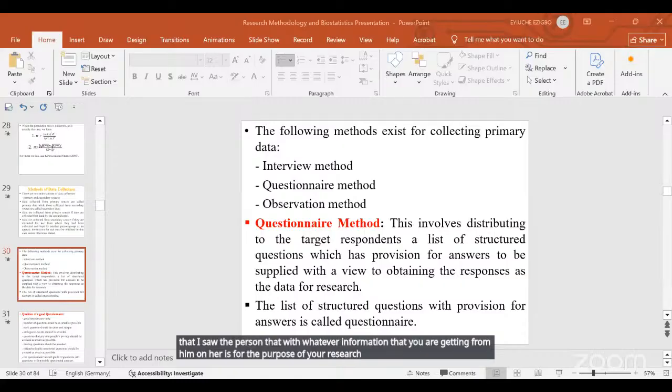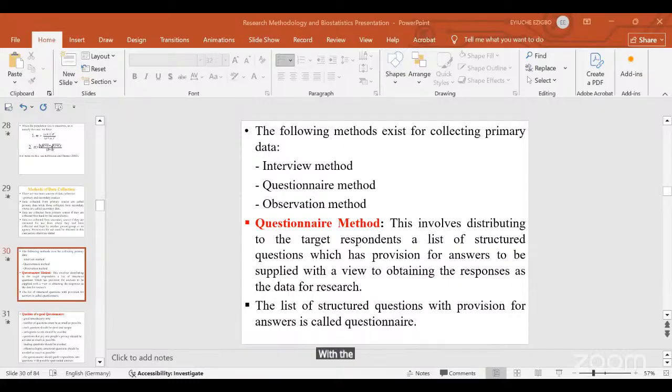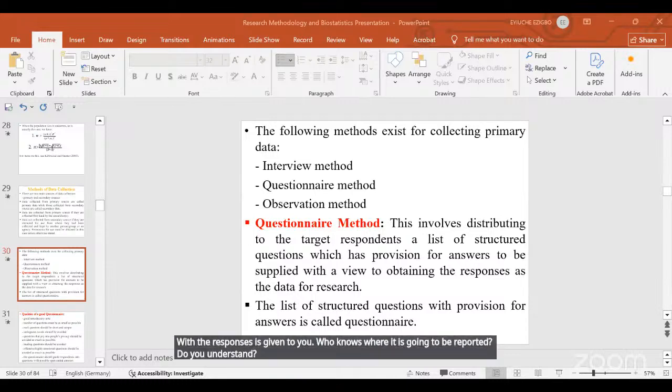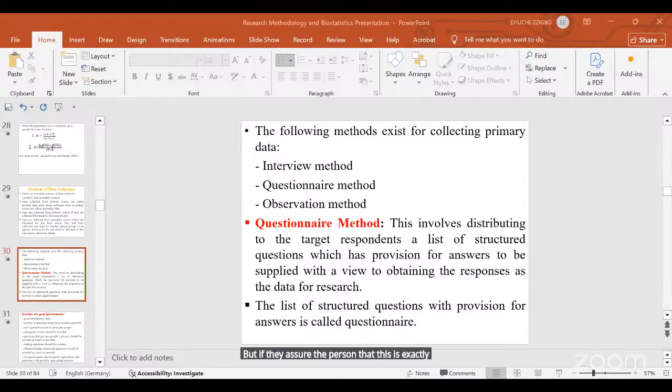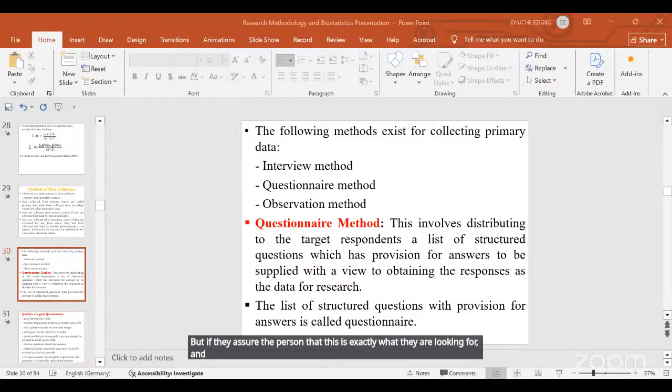And you tell the person the nature of the research you are conducting and what it is going to be used for. Because if you don't tell the person the nature of the research, that person may be careful with the responses given to you. Who knows where it is going to be reported? Do you understand? But if you assure the person that this is exactly what you are looking for and this is what you are going to use it for, that person will be free to interact with you. And at the end of the day, you get your information and you thank the person.